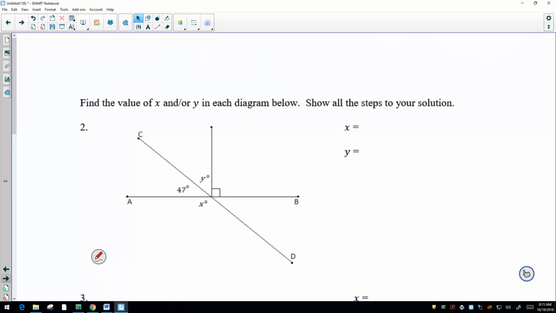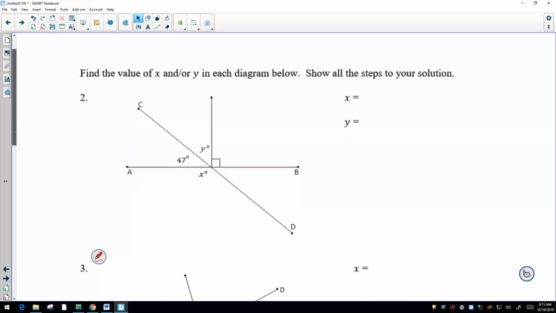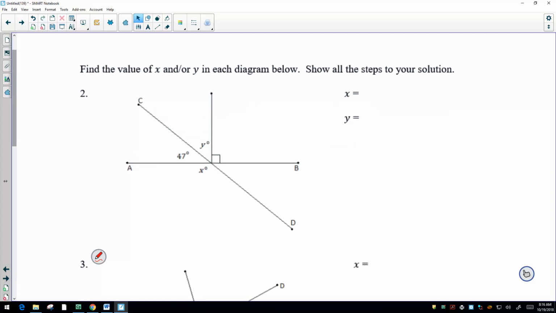So for this next example, we're going to try and find some values of x and y, and we're going to show some work to support it. So things to take note of or be aware of. Here I have a straight line. I'm noticing that this angle is marked a right angle, which means that's 90 degrees. And I know angles on a line total 180. So if I look at these two angles right there, I can say, well, 47 plus y plus this 90 degrees should add up and equal 180.